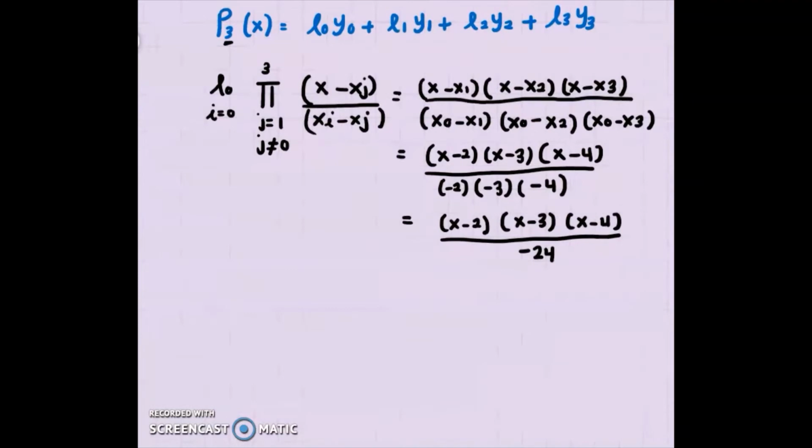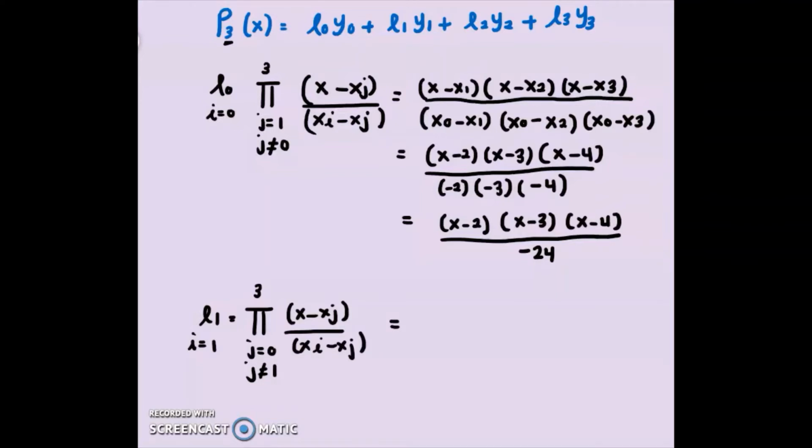Okay, so this is just L naught, and then L1 is given by the product from j equals 0 to 3, in this case we can use 0 now, since my i is 1, but j cannot be 1, of x minus xj over xi minus xj. Okay, so this will give me x minus x naught, j starts from 0, x minus x2. Why not 1? Because i is 1 and j cannot be 1. So start from 2 and x minus x3.